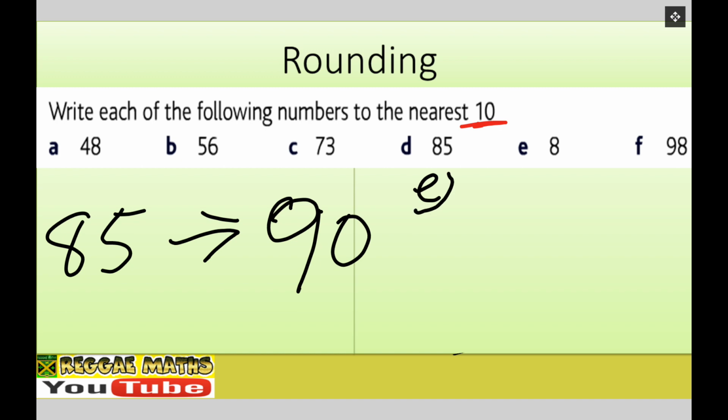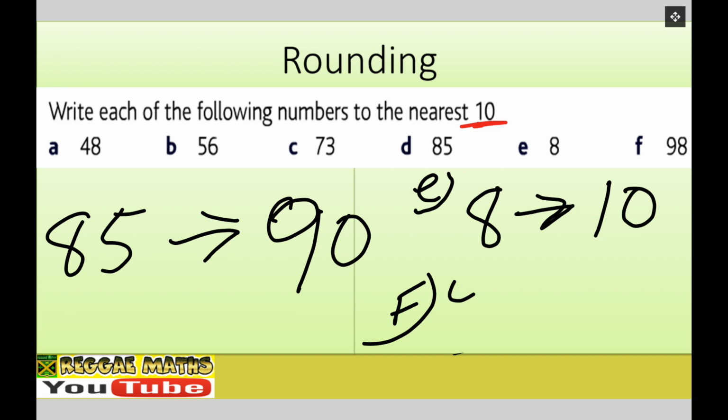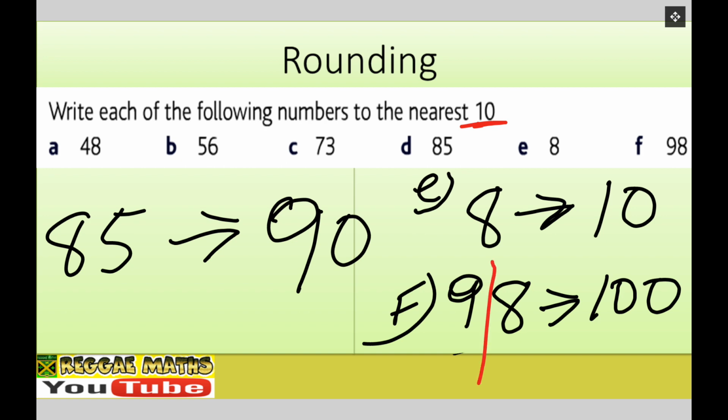E, 8. That is just the unit number, so we need to add 1, so that's 10. And F, 98. That goes to 100. And why does that go to 100? The 8 is 5 or more, so you add 1 onto 9, so you got 10. So 98 is closer to 100. Okay, that's rounding to the nearest 10.